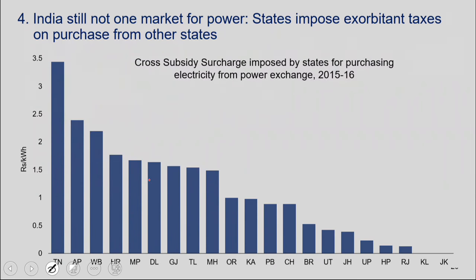And really, some of these charges are quite high. So for example, Tamil Nadu, for example, maybe when you're sitting in the Amma canteen, there will be no power. Maybe you get the food, but no power. Because if you look at something like 3.5 cross subsidy, this is over and above whatever the 5 or 6 paise you may have to pay. This is on top of that.